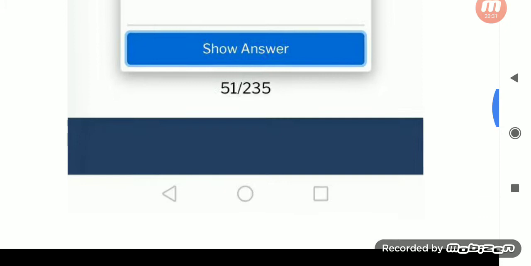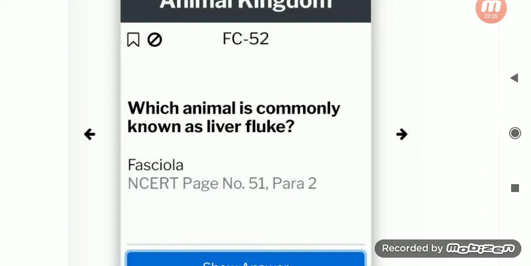Which animal is commonly known as liver fluke? Fasciola.